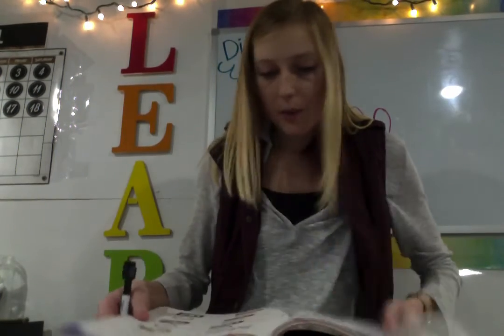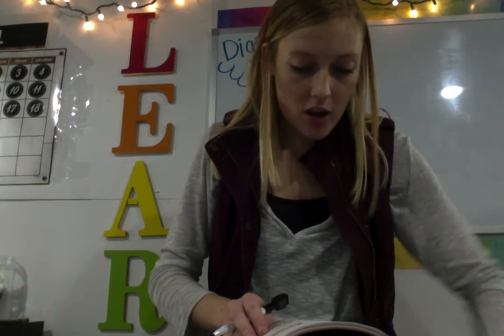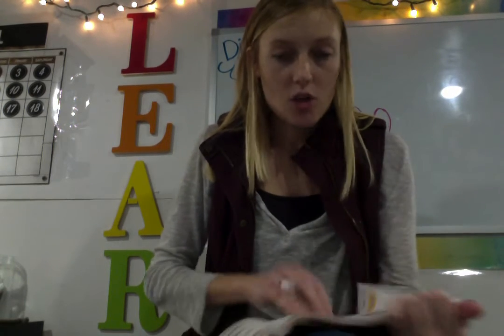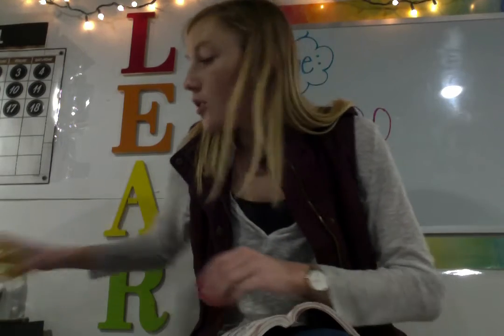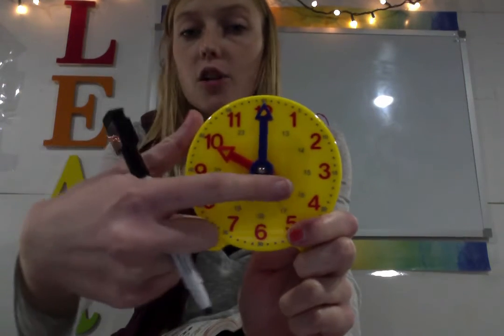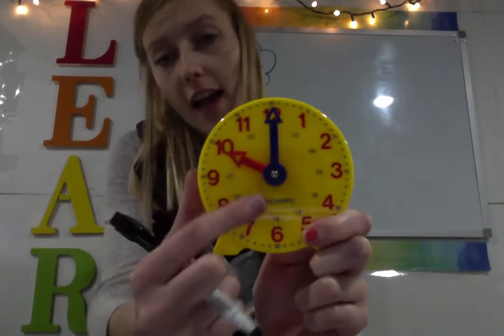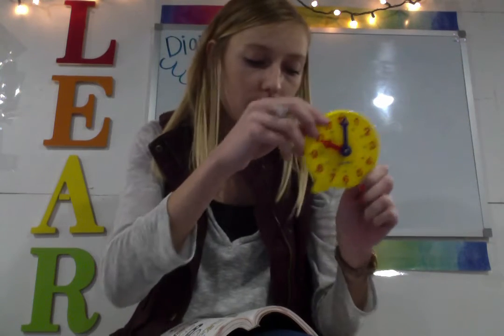Okay, so let's flip your page now and let's take a look at page 596. So when we are showing time digitally to the hour, it looks different. So right now on this clock, this is an analog clock, I'm showing 10 o'clock. You can see your minute hand at the 12 and your hour hand at the 10. An analog clock uses hands to show hours and minutes.